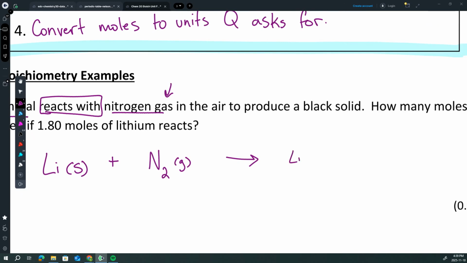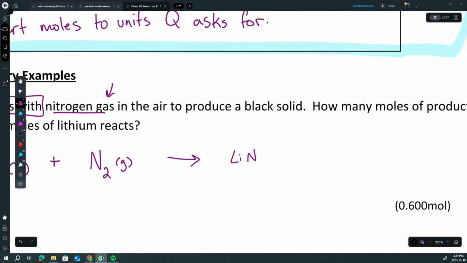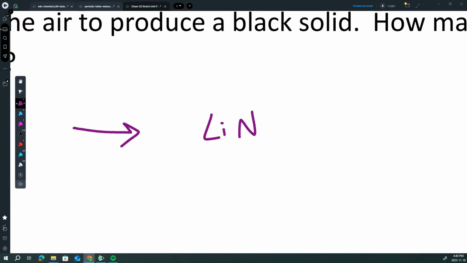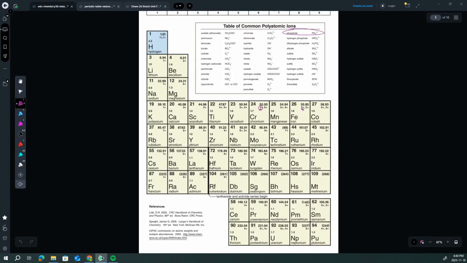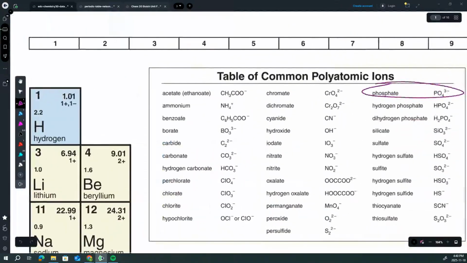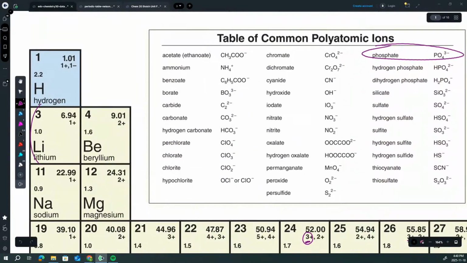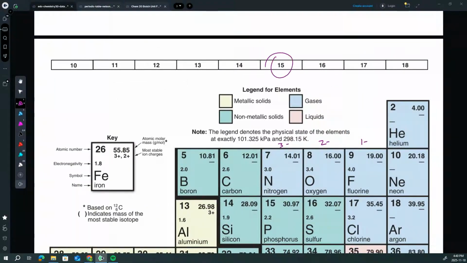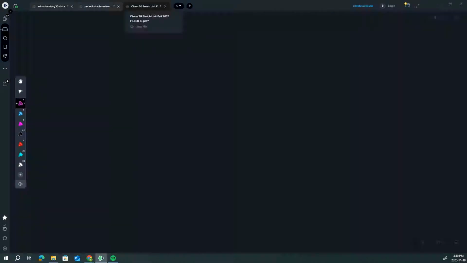Since we have a metal with a non-metal, we're going to want to pay attention to charges in order to balance them. So for lithium here, that's going to be one of our group 1 elements. We can find lithium right here, and lithium likes to have a charge of +1. For nitrogen, if we look here, nitrogen is part of group 15. You can find it right here. So group 15 ions like to have a -3 charge.